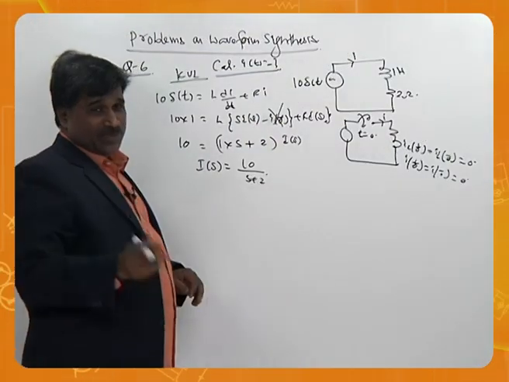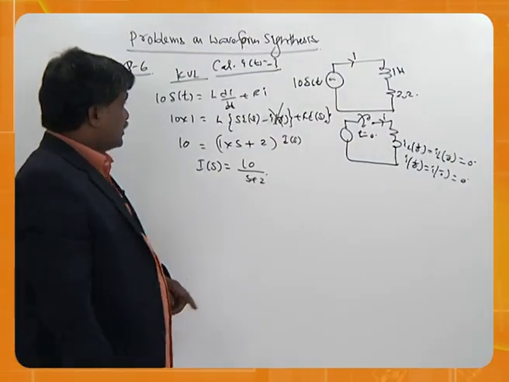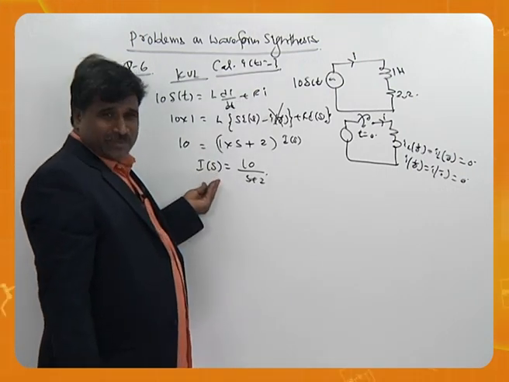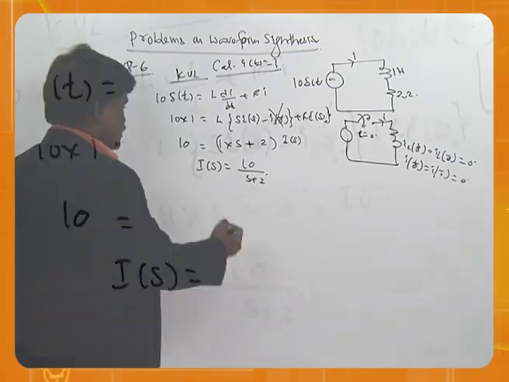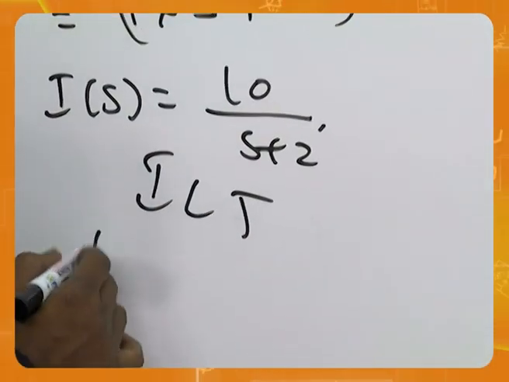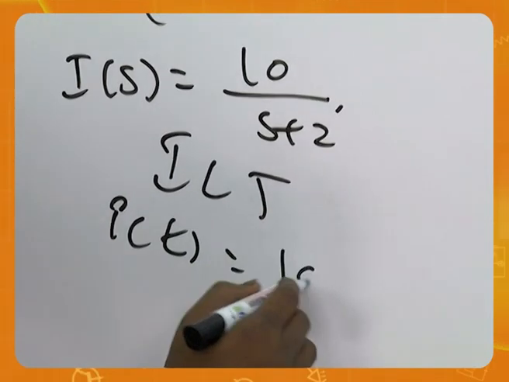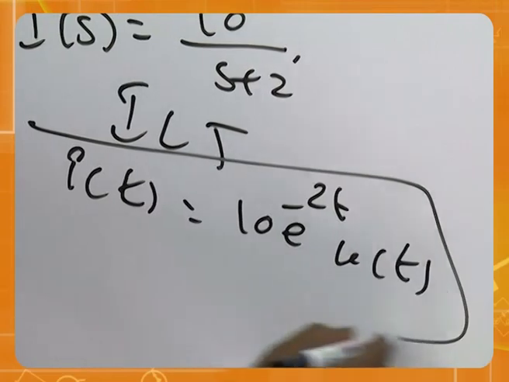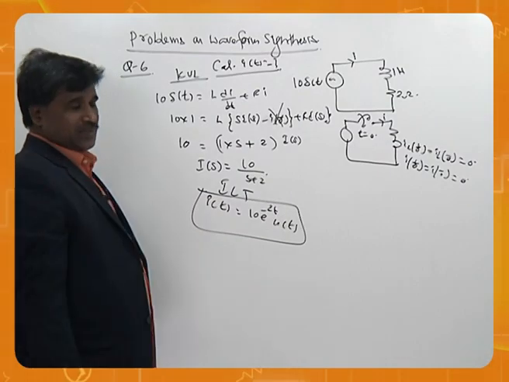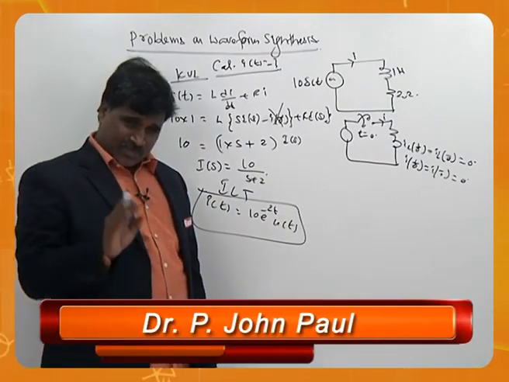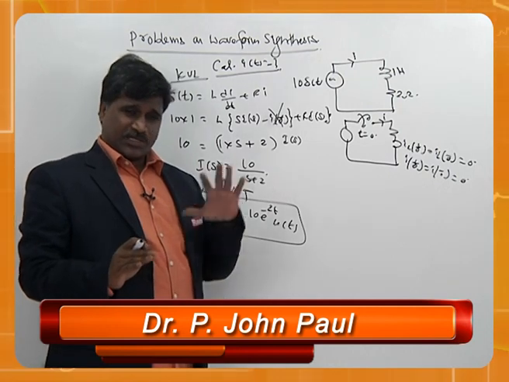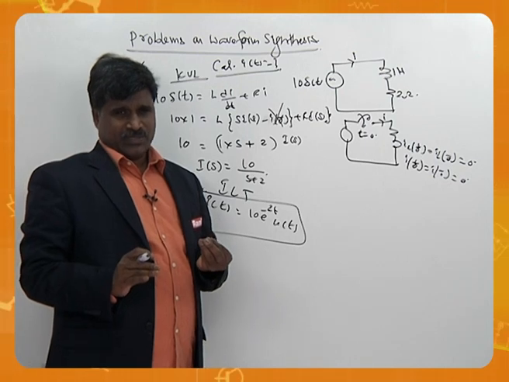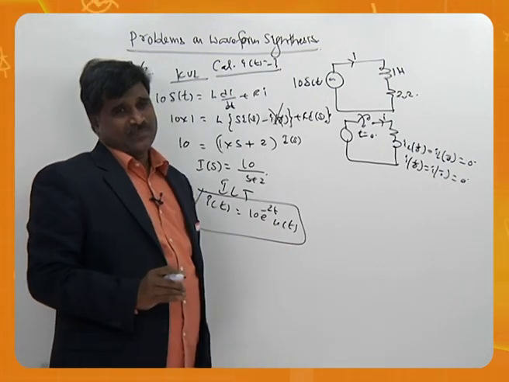Did you observe the difference between this problem and the previous problem? In this problem the answer is so simple. That's why he is asking inverse also. Let us take inverse Laplace. I of t will come 10 into e power minus 2t into u of t. This is the answer. So always observe in an objective question exam, if the question is big, they will ask just intermediate steps. Question is small, they will ask complete steps.